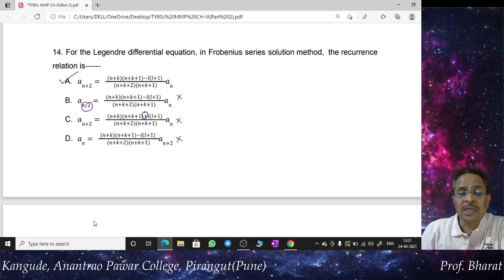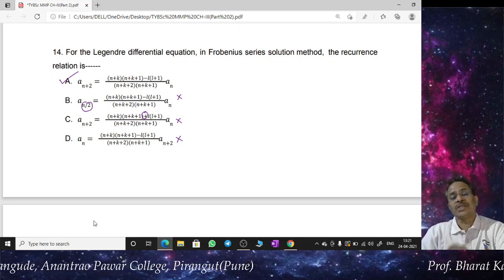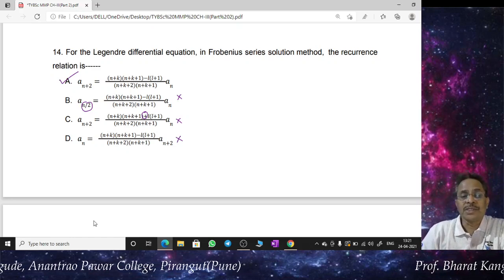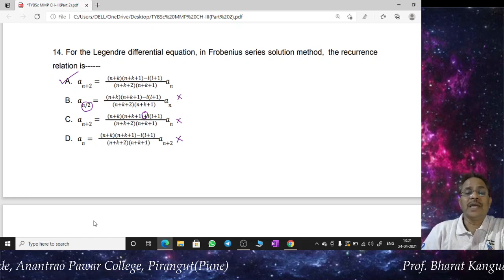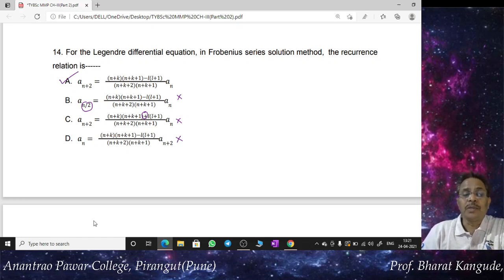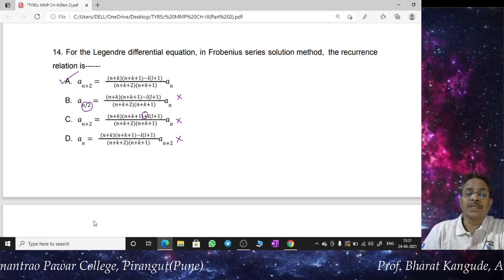So the theoretically correct answer to this question is that a(n+2) can be calculated by (n+k)(n+k+1) minus l(l+1), upon (n+k+2)(n+k+1), into a_n.